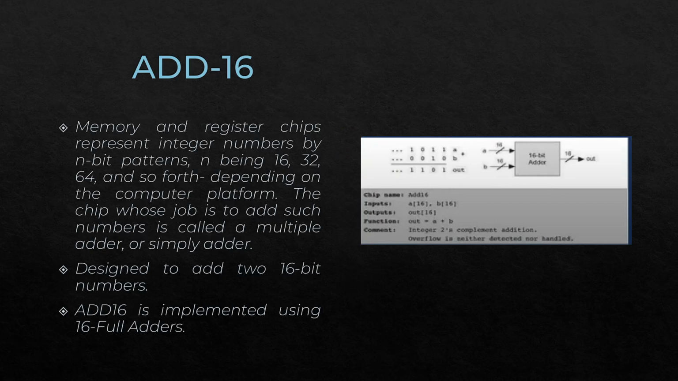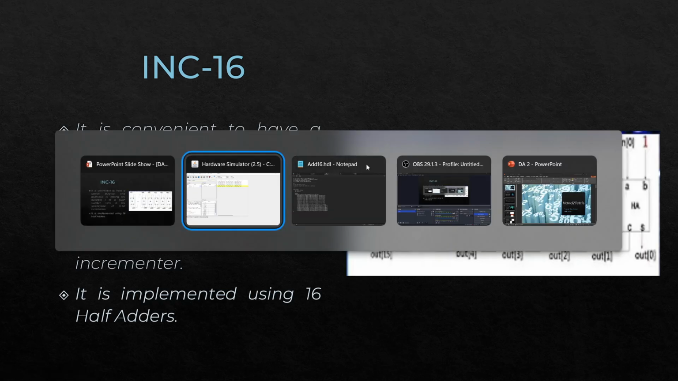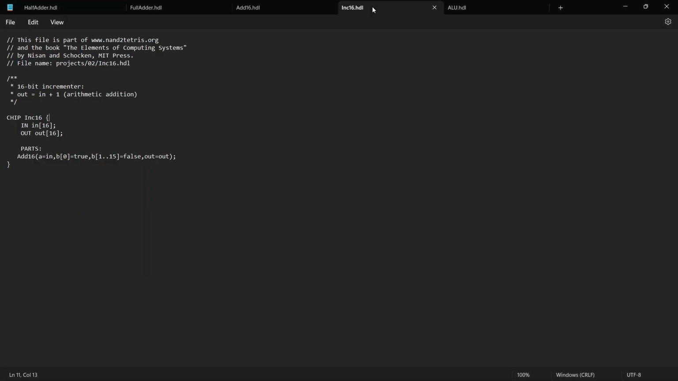Let's move on to the next application, that is the 16-bit incrementer. It is convenient to have a special-purpose chip dedicated to adding the constant 1 to a given number. Here is the specification of a 16-bit incrementer. It is implemented using 16 half adders. So basically it is very convenient to have a specially designed chip to add 1 to any 16-bit number, because it is very useful in different scenarios. As you can see, we'll be using 16 half adders.